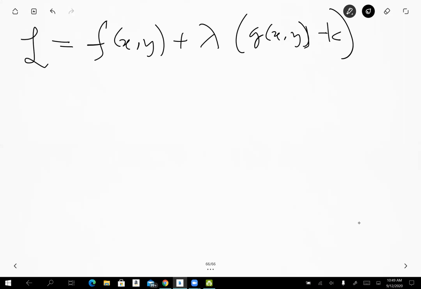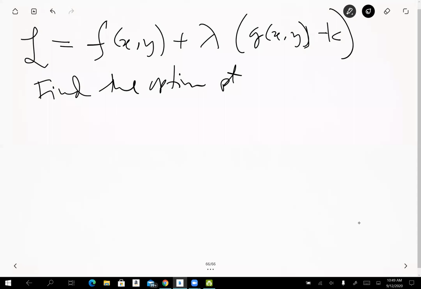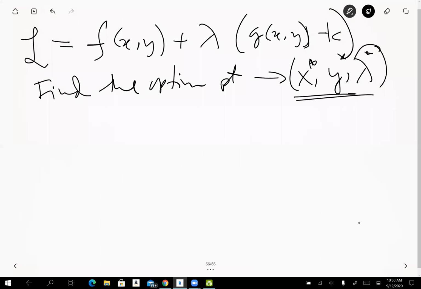You just write L. Now, when you want to solve this, you want to find the optimum point. What is the optimum point? The optimum point is the value of x star, y star, and then lambda star. That is the optimum point. But sometimes, for our purpose, you don't need lambda. We just need x and y. So therefore, I'll just write x, y.